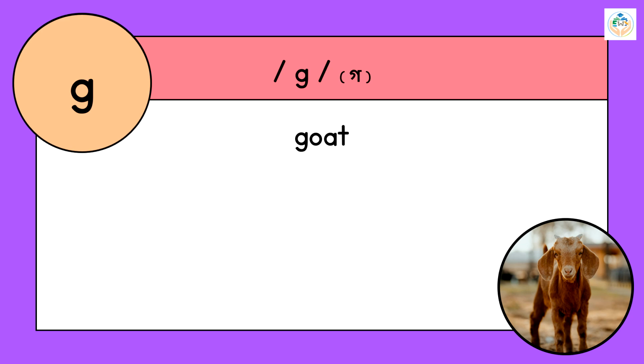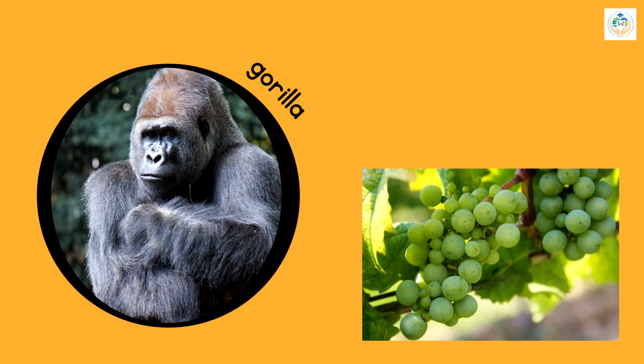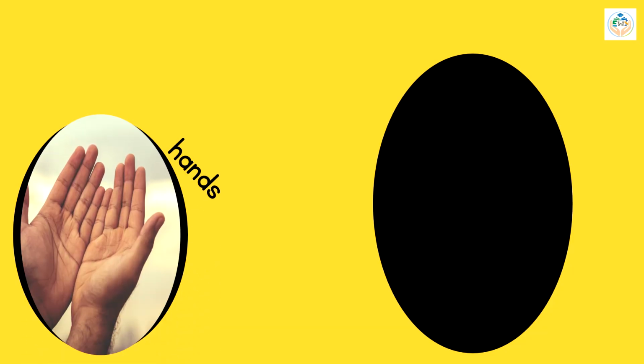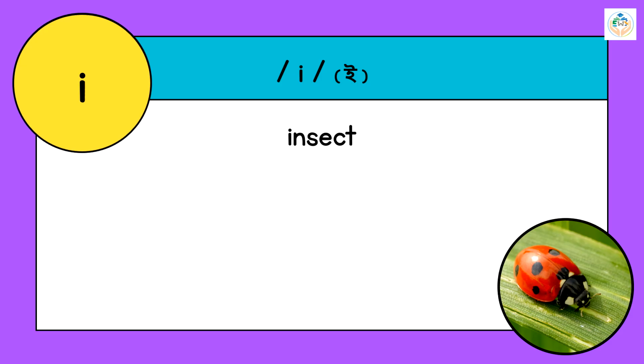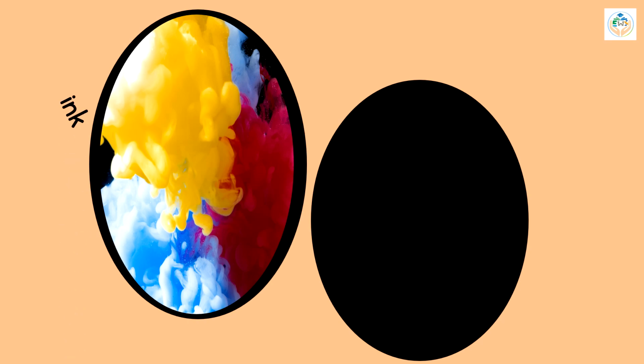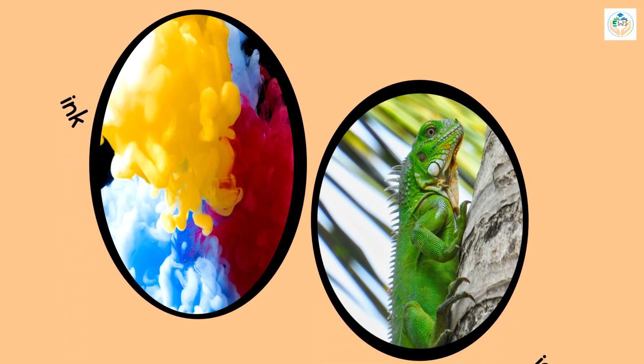G sounds like go. G for goat. G for gorilla. G for grapes. H sounds like ho. H for hat. H for hippo. I. I sounds like E. I for insect. I for ink. I for iguana.